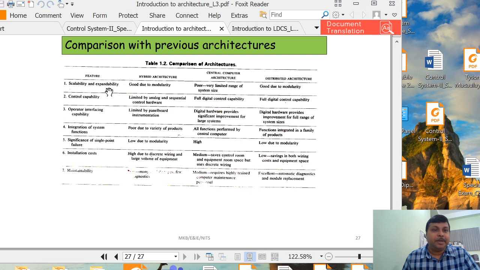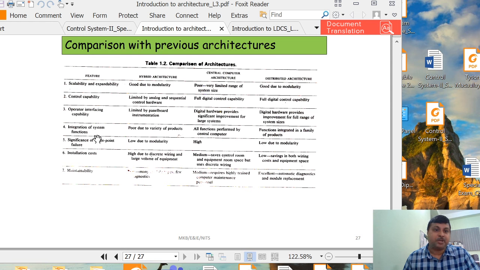They can be compared in terms of scalability and expandability. Hybrid architecture is good due to modularity, central computer architecture is poor with a very limited range of system size, and distributed is good due to modularity. Control capability is limited by analog and sequential logic hardware in the case of hybrid architecture. Full digital control capability you can get in central computer, but this can also be achieved in distributed architecture. Operator interfacing capability is limited by panel board instrumentation in the case of hybrid architecture. Digital hardware provides significant improvement for large systems in central computer architecture, and provides improvement for the full range of system size in the case of distributed architecture.